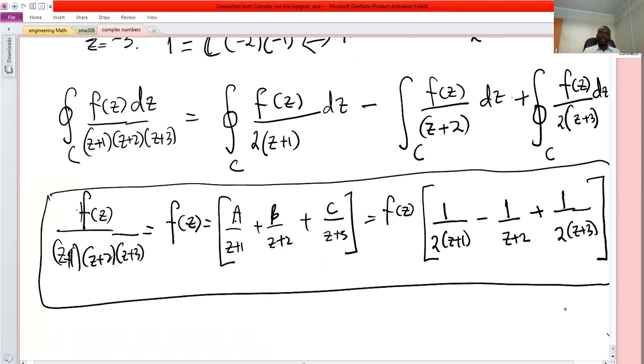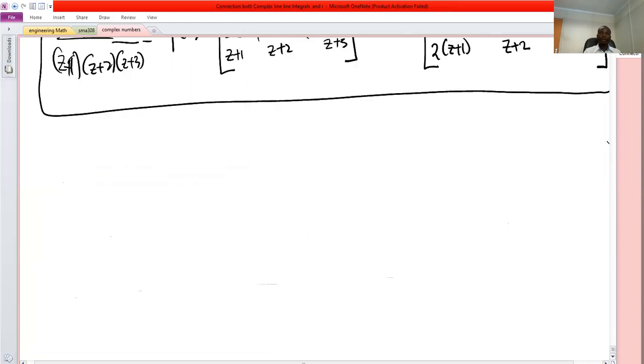So therefore, now let's start. This is like integral 1, this is integral 2, this is integral 3. So let's start by 1.